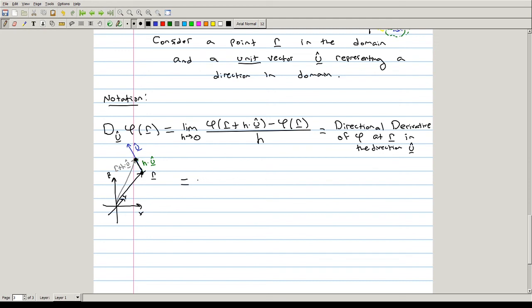It's saying take the limit as h goes to 0 of phi of x plus h times u1, comma, y plus h times u2, comma, z plus h times u3, minus phi of x, y, z, divided by h.